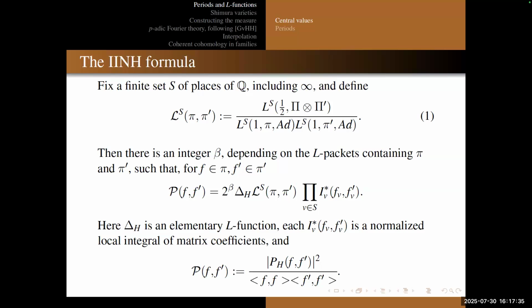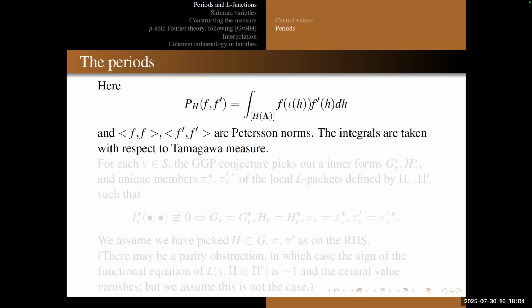Notice that the denominator is homogeneous in f and f prime, so there's no dependence on the choice of f and f prime. F and f prime are explicit automorphic forms in the representations we started with, lowercase pi and pi prime. The denominator is the Petersson inner product, which is needed, and the numerator is the interesting part. You integrate one form multiplied by the other one over the adelic points of the smaller group. That is a period. That is an explicit period.